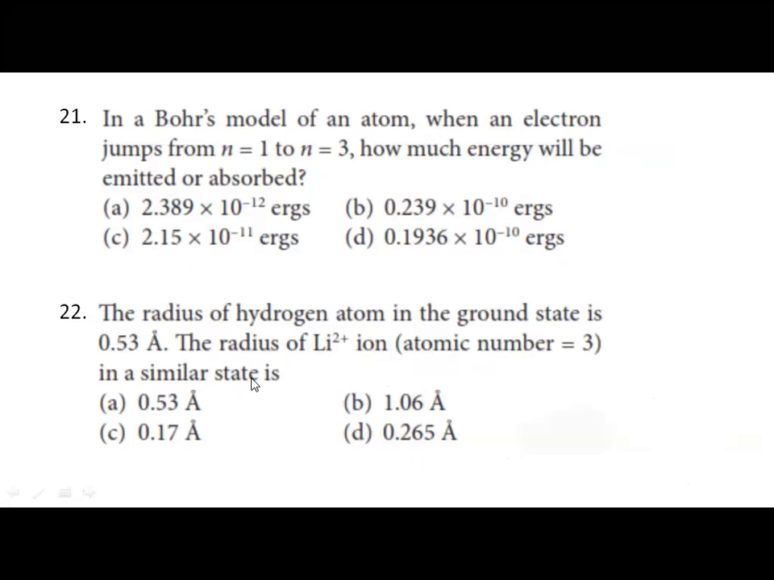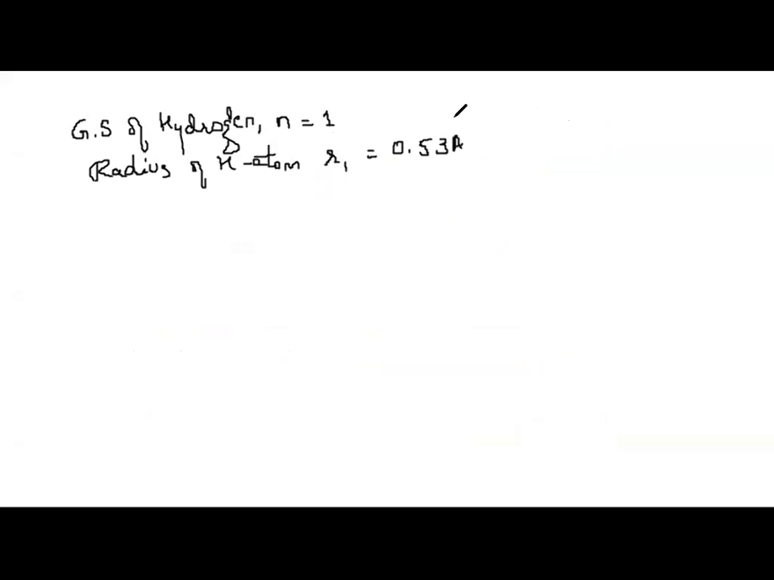Yes. Okay. Next question. The radius of hydrogen atom in the ground state is 0.53 angstrom. The radius of lithium ion in the similar state. So they have given the radius of hydrogen atom in the ground state. So when we say ground state of hydrogen, what will be n equal to? n will be equal to 1. And the radius of hydrogen atom in the ground state, R1 is equal to, we already know this is called Bohr's radius, 0.53 angstrom, 0.529, which is taken as 0.53.